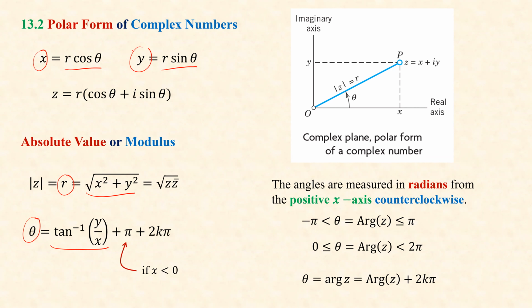Professor, yes, please. When do we need to add 2k pi? In general, if you want to show the angle in general, you need to add 2k pi, because if you add 2k pi, it is the same complex number, right? So the general value of theta has this 2k pi. Okay, thank you.